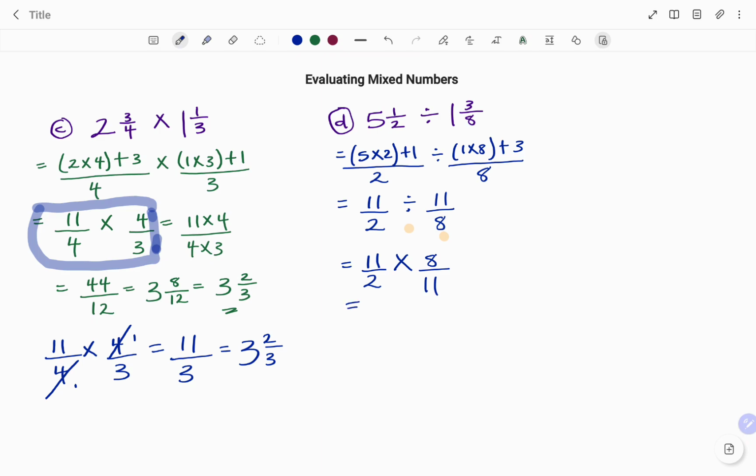Using cross simplification, because I feel that's easier, I have 11 divided by 11. That's 1. So what I have left is 1 times 8, which is 8 over 2 times 1, 2. And my final answer will be 8 divided by 2, which is 4. The other option would have been, from here, I have 11 times 8, that's 88 over 2 times 11, 44. And 88 divided by 44 is still 2.